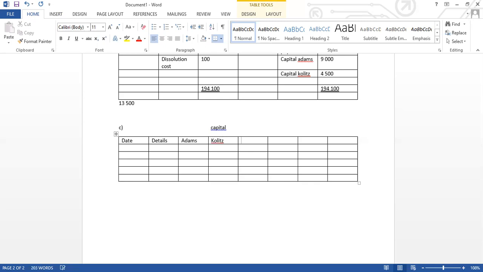We have the date from the credit, details, Adams, and then Collins. And then we record the date, which is March the 31st, day of liquidation.